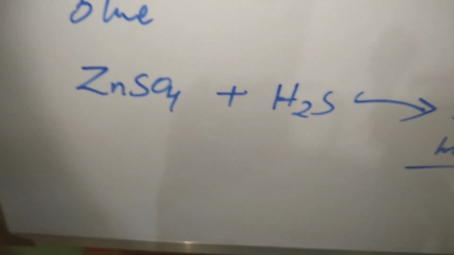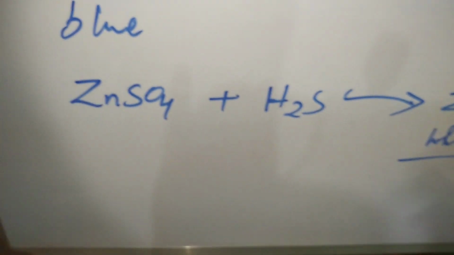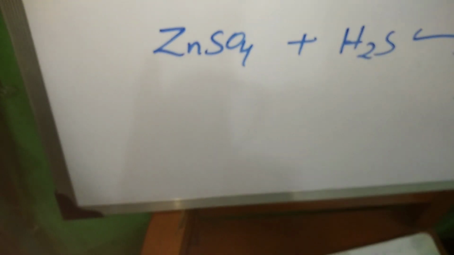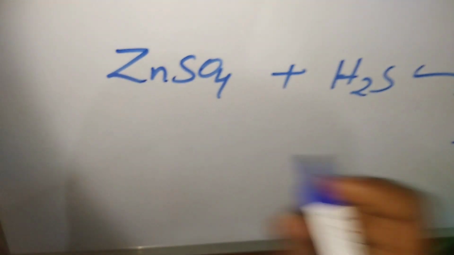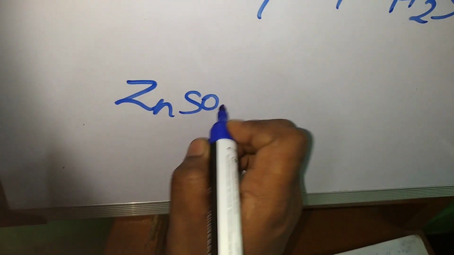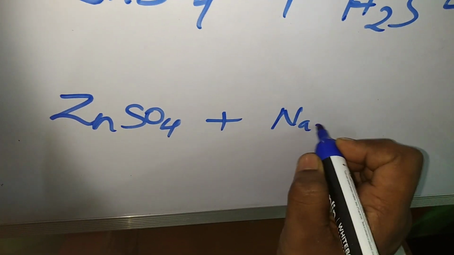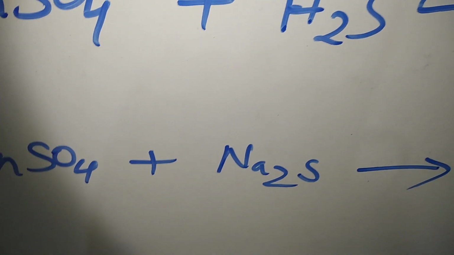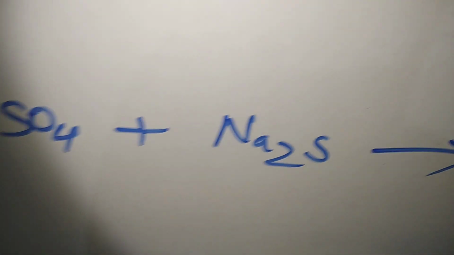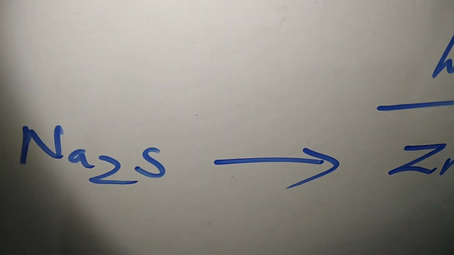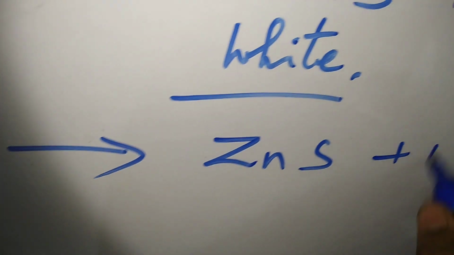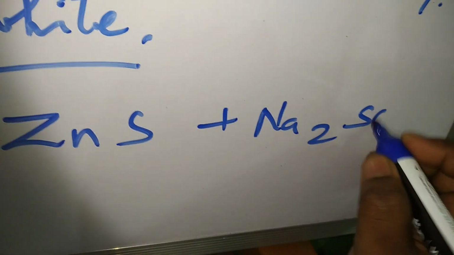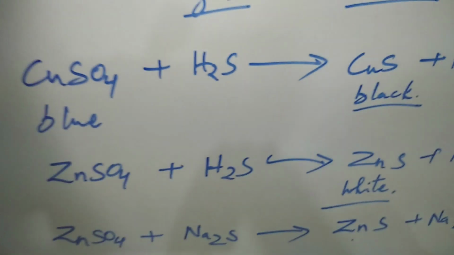But except H2S gas we can inject other compounds also. When ZnSO4 reacts with Na2S, same reaction, it gives ZnS and Na2SO4. This is also white in color. Okay students, understand?